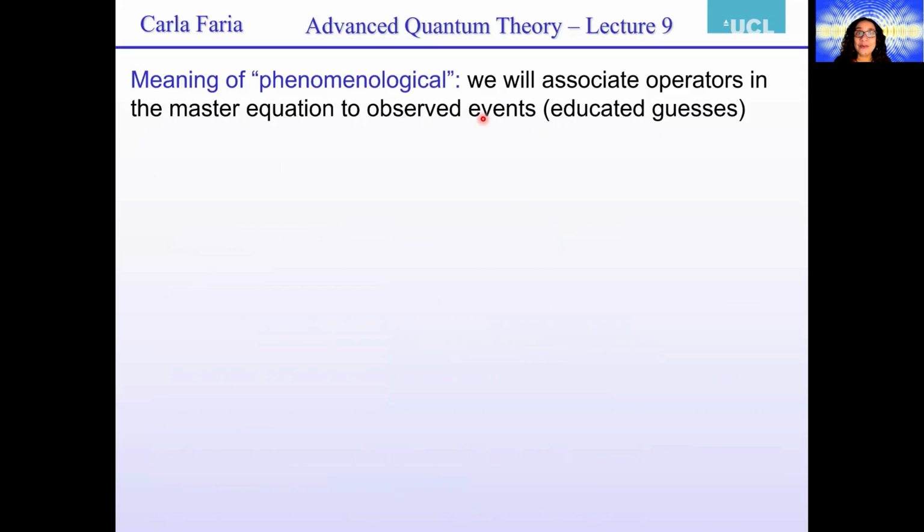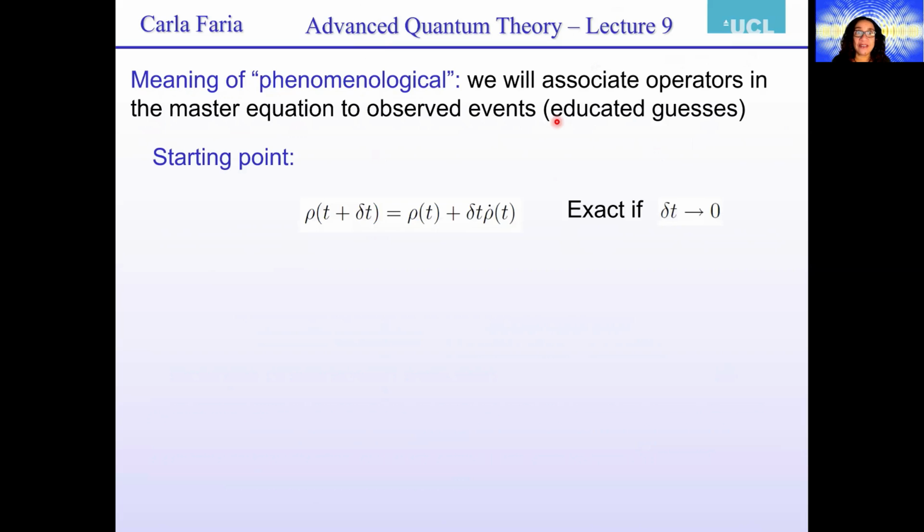And what we mean here with phenomenological is that if we observe some event, we can associate operators in the master equations with the events that we observed. If we observe a certain thing is happening, then we can invent an operator which is going to describe that in a satisfactory way. And this is not, as I said, totally rigorous, but sometimes you have no choice, because the system is so complex, you don't know what is happening.